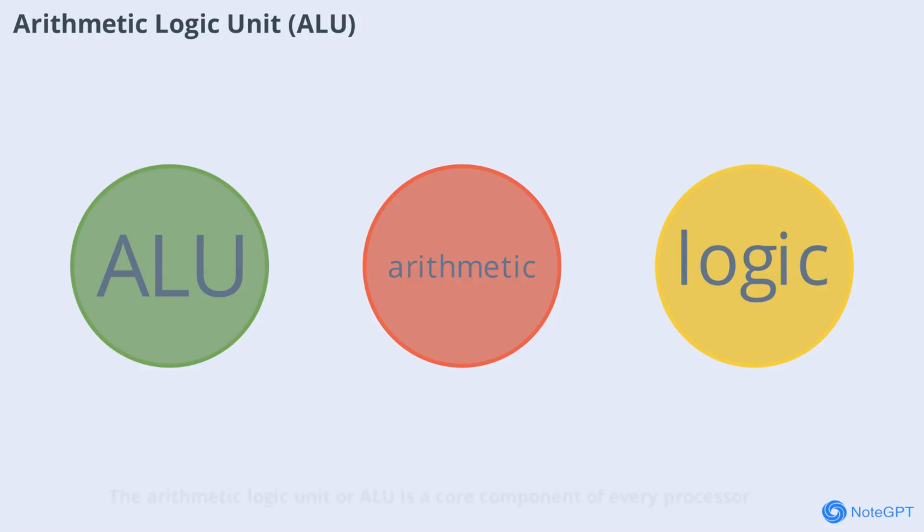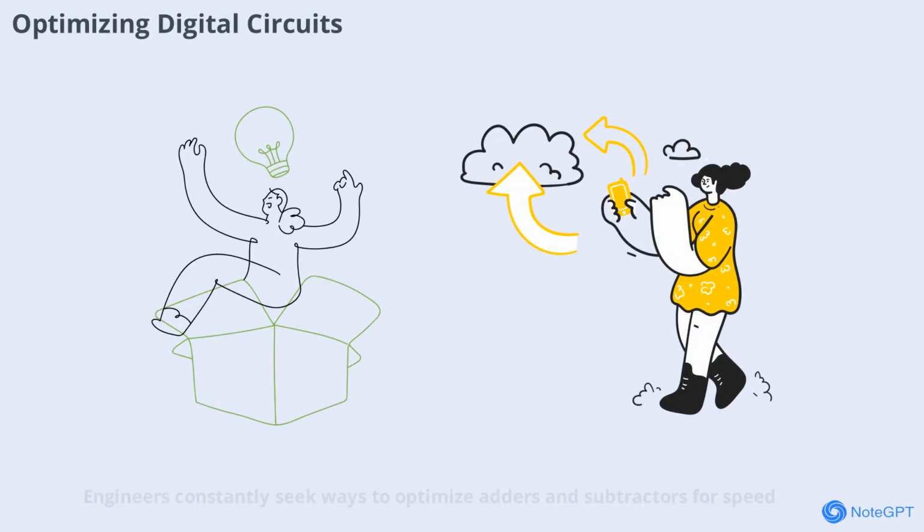The arithmetic logic unit, or ALU, is a core component of every processor. It uses adders and subtractors to perform arithmetic and logical operations. The design and efficiency of these circuits directly affect the overall performance of the processor, making them a critical focus in computer engineering. Engineers constantly seek ways to optimize adders and subtractors for speed, power consumption, and size.